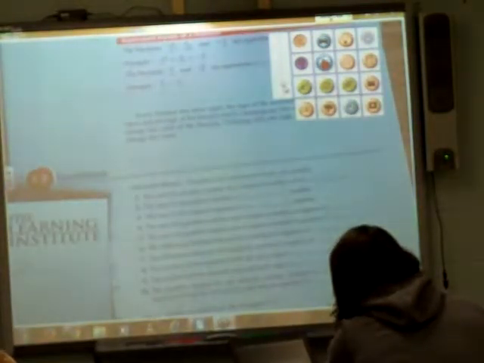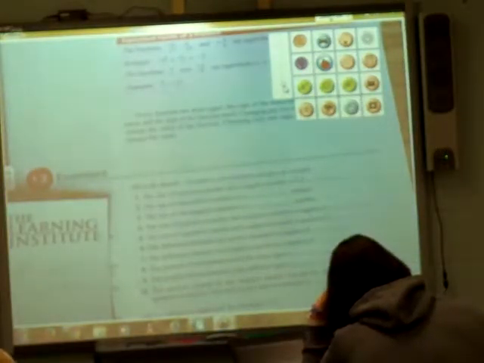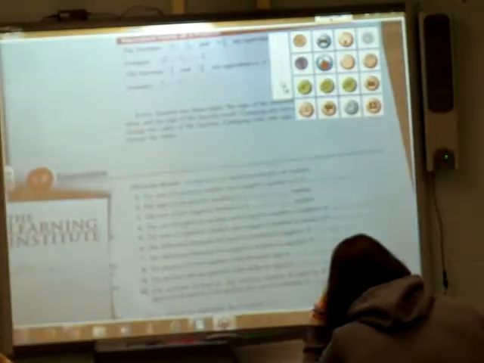Okay, the next one is just the opposite. Number five, the sum of a positive and negative number is positive if. What makes it be positive? The sum of a positive and negative number is positive if.